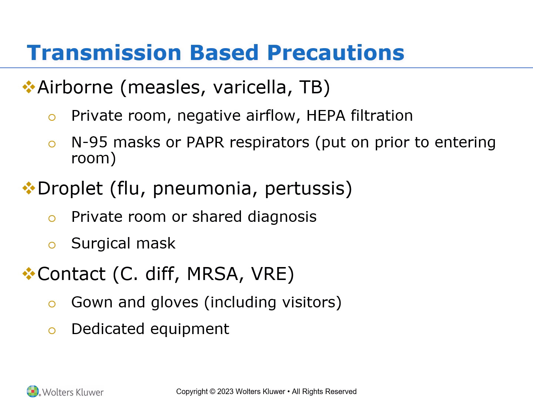And then the last one is contact. So the big ones that cause contact precautions to be ordered, this would be C. diff, so that infection that causes terrible diarrhea. MRSA, and this is often seen in wounds, or VRE, again, often seen in our very sick patients, and this is a resistant bacteria. So we do need to take extra precautions for these patients.